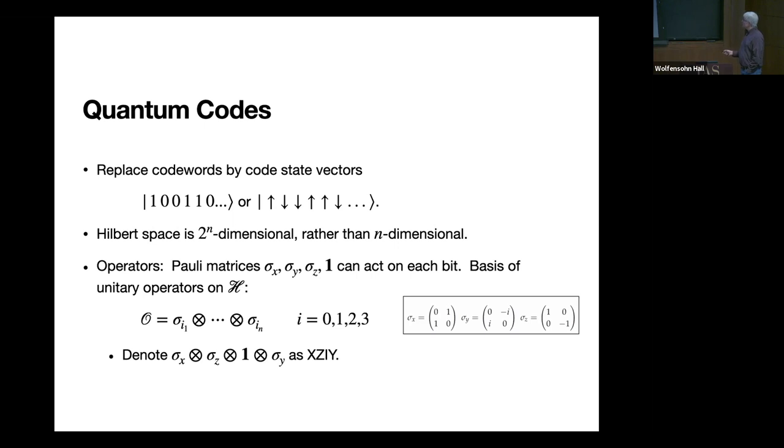Okay, so each individual spin can be acted on by a sigma matrix. And so a basis for these, the operators I'm talking about, are all going to be tensor products of these sigma matrices. So if I have a general string like this, sigma x tensor sigma z tensor 1 tensor sigma y, I'm going to abbreviate that as x, z, I, y.